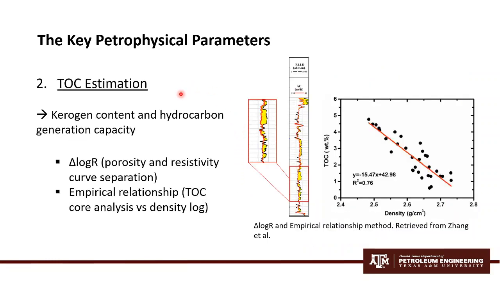For the second one, we have the TOC estimation. TOC is considered to be a crucial parameter for shale gas since it is closely related with kerogen content and types. In addition, it can be used to evaluate the hydrocarbon generation capacity. Several methods are used. The first one is delta log R, which is the separation between the scale porosity curve and resistivity curve here. The second one is basically an empirical relationship with the density log and TOC from core analysis, which is the one here.